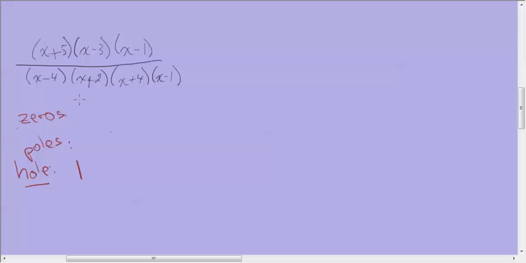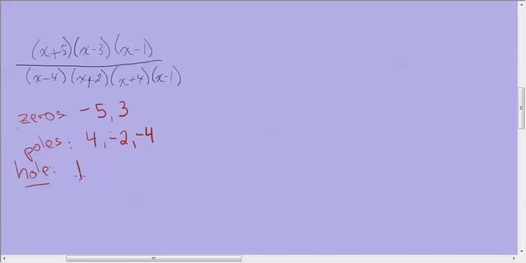All right, my zeros are going to occur at negative 5, positive 3, and my poles are going to occur at 4, negative 2, negative 4, and there's my hole at x equals 1. I forgot to tell you, this is example problem 2 on page 158.